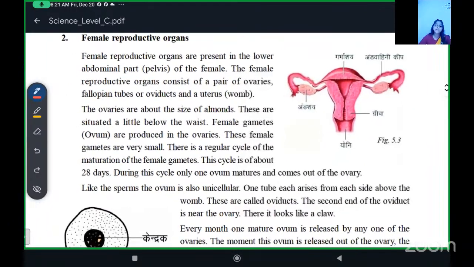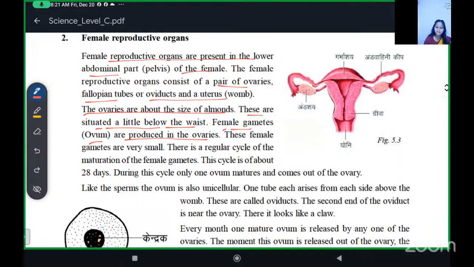Next up, we have the female reproductive organs. They are present in the lower abdominal part, or the pelvis, of the female. The female reproductive organs consist of ovaries, fallopian tubes or oviducts, and a uterus. The ovaries are about the size of almonds. These are situated a little below the waist. Female gametes, ovum, are produced in the ovaries. These female gametes are very small.